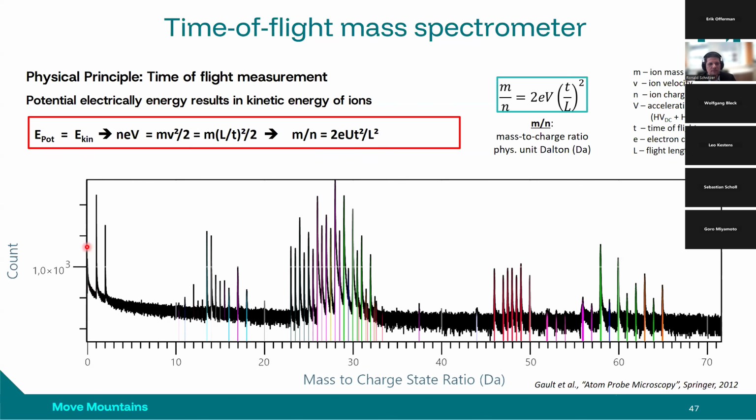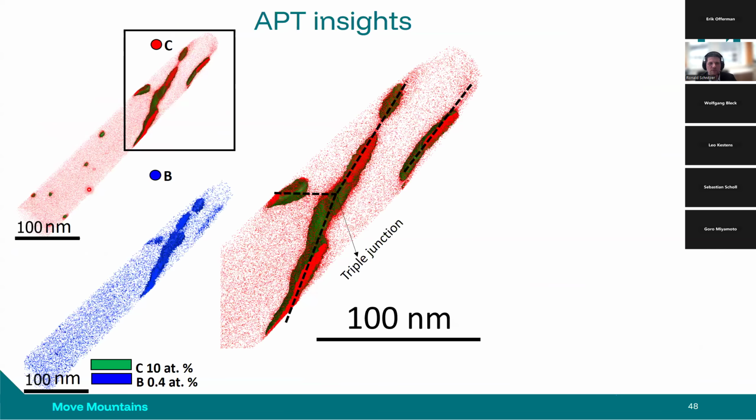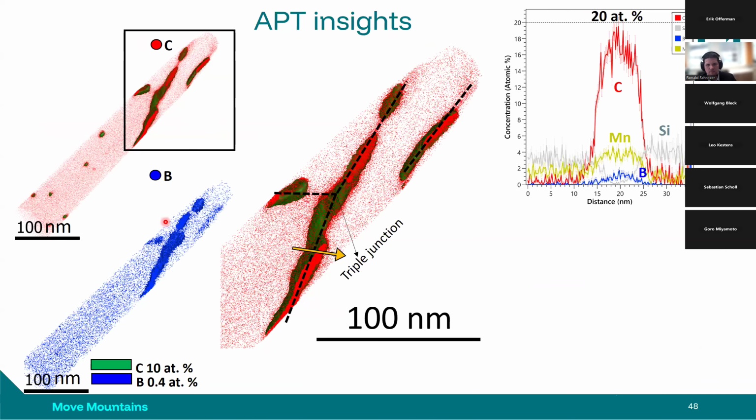You can see that here is a logarithmic scale, and for example, when you know where your iron peaks are, you definitely know what atoms you have measured. For example, here are the molybdenum atoms. Yeah? And when evaluating such things, you get then three-dimensional nanoscale information about your elements. Here is shown one example of carbon and boron.